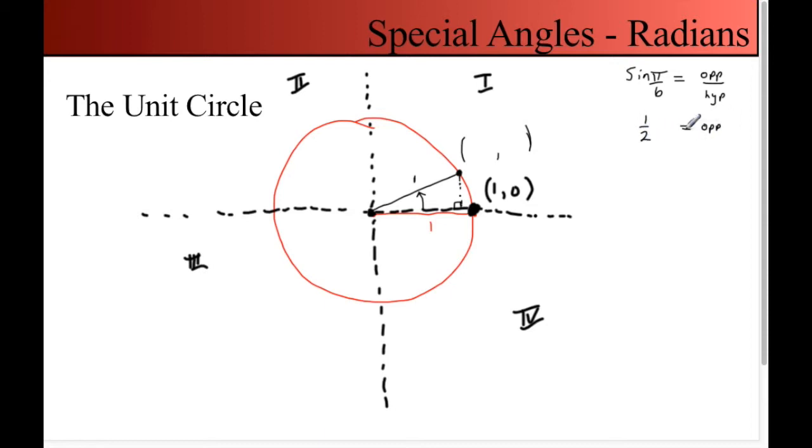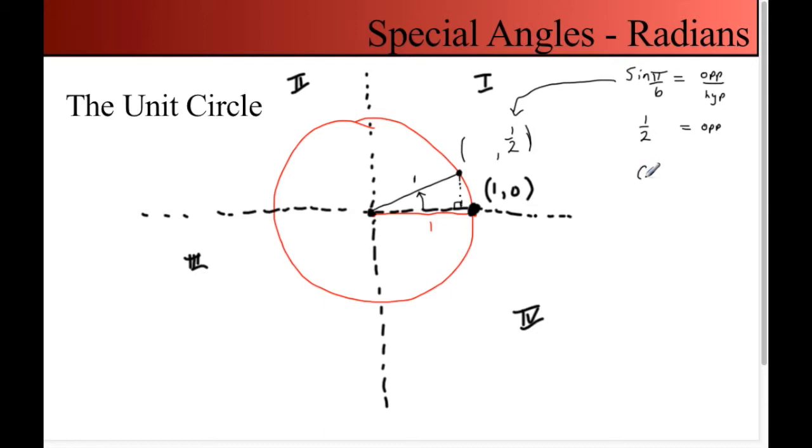So the opposite side, which is that length right there, which we've already said is the y value in the coordinate, is a half. And notice it is also exactly equal to sine of pi over 6. That was sine of pi over 6 right there.